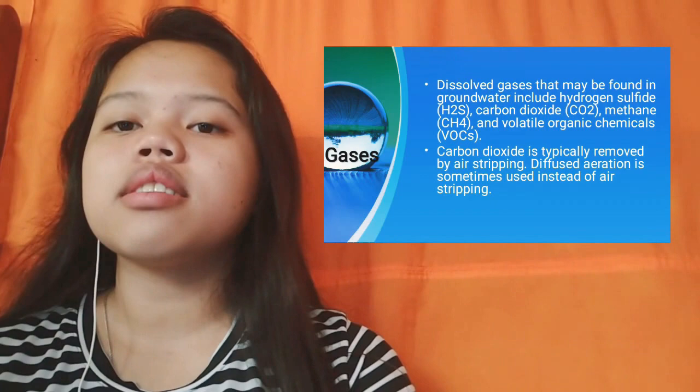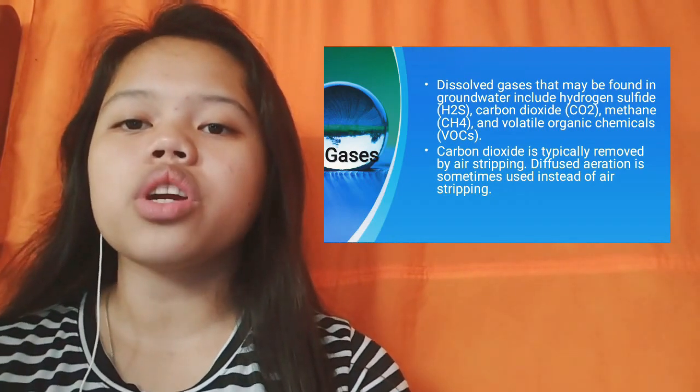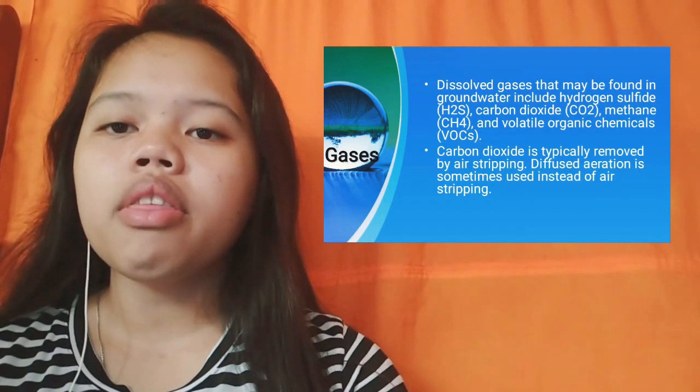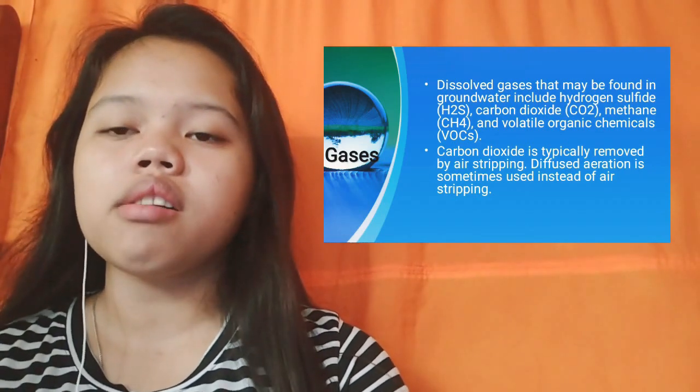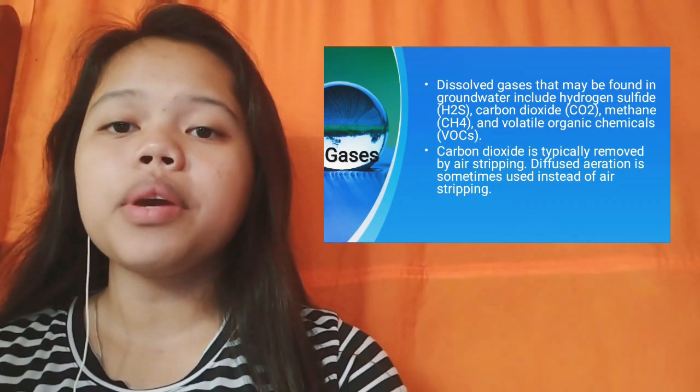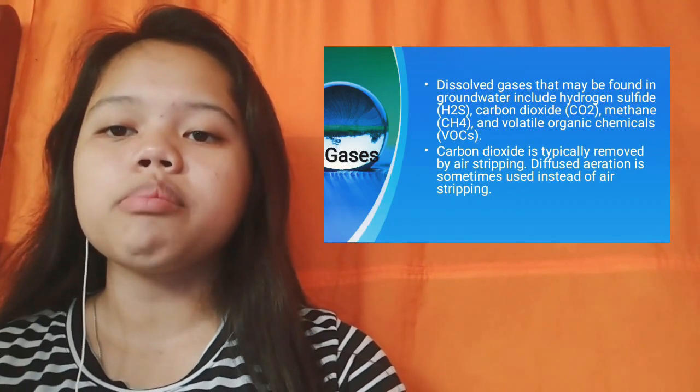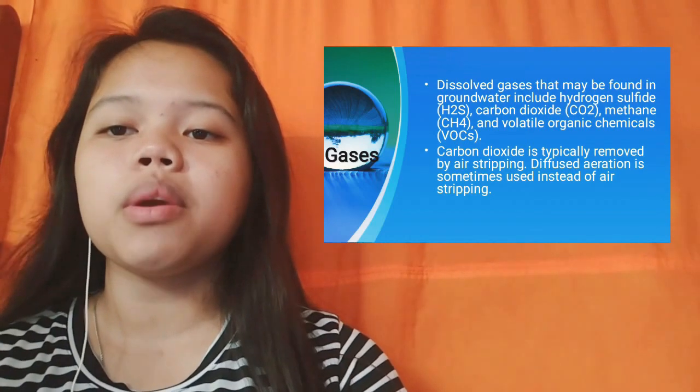Gases. Dissolved gases that may be found in groundwater include hydrogen sulfide, carbon dioxide, methane, and volatile organic chemicals. Carbon dioxide is typically removed by air stripping. Diffused aeration is sometimes used instead of air stripping.